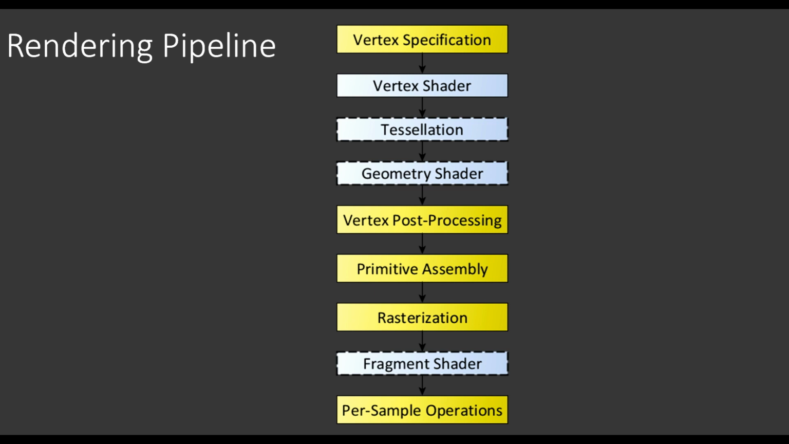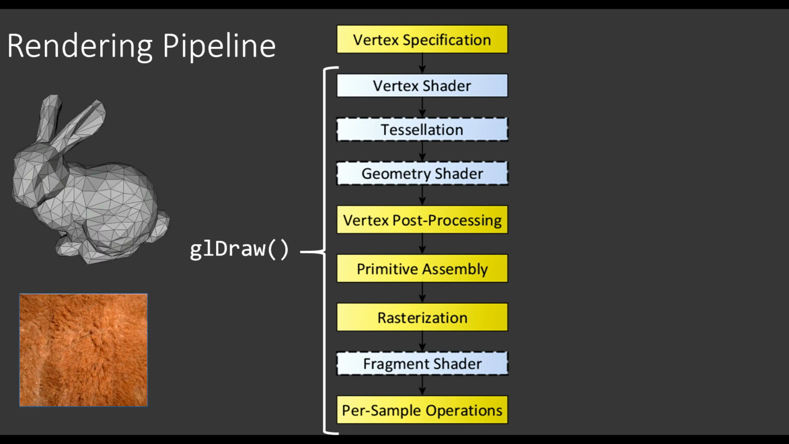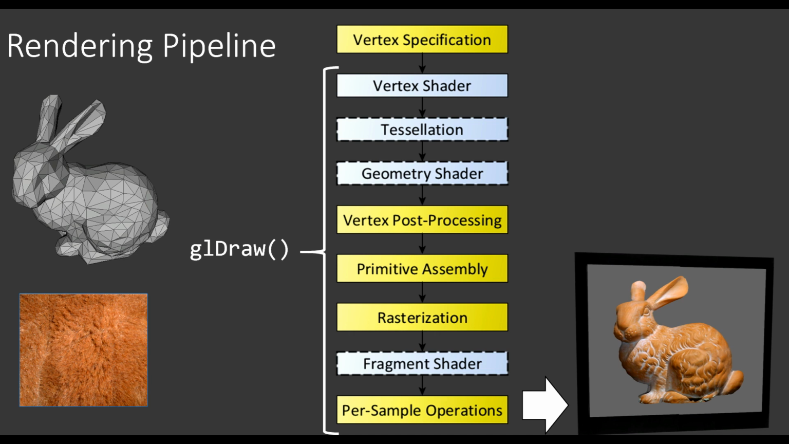Before we start, let's briefly talk about the rendering pipeline. Each time your code calls a draw function, your model data, that is your vertices, textures, etc., is processed in the pipeline to produce your final result or your final raster image.